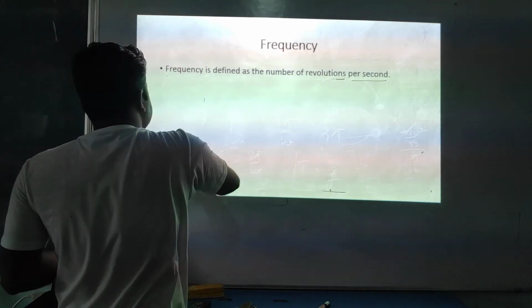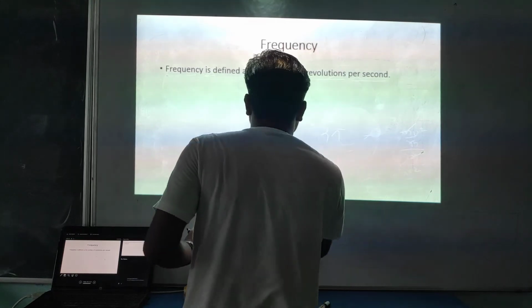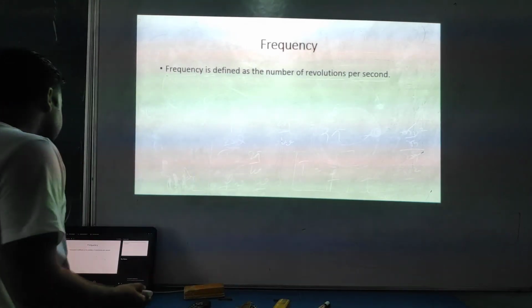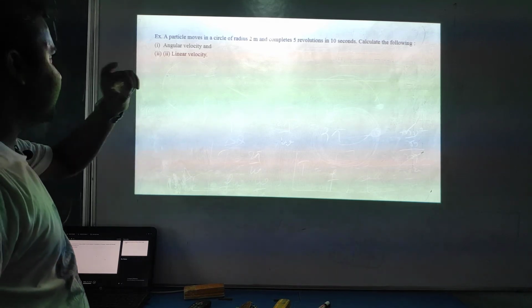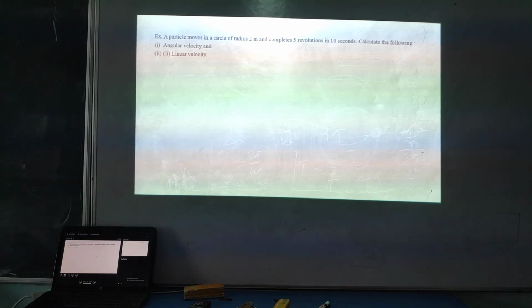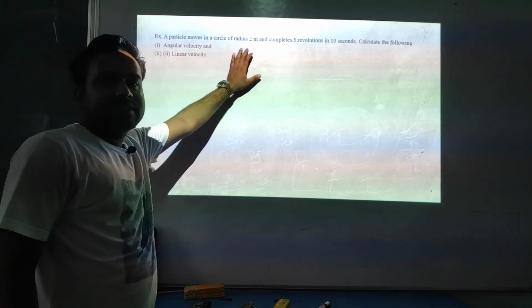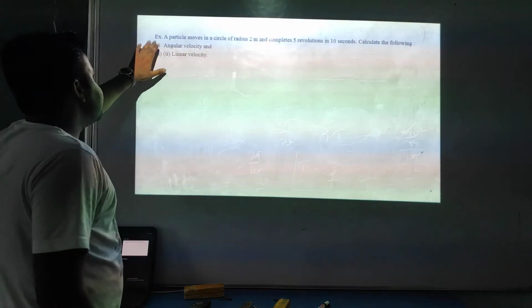Now student, I am going to discuss a few basic questions related to circular motion. Okay, the first question is this one. I am reading it. The font is very small. Is it visible in the camera? Yeah, it's visible, student. It looks very small, that's why.